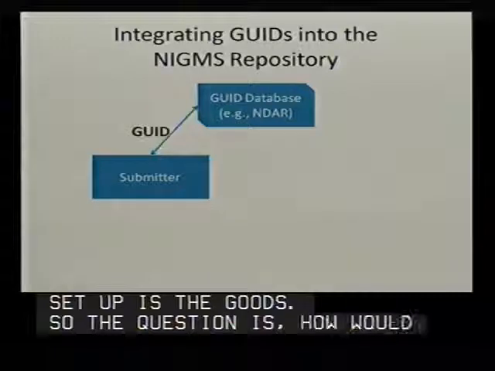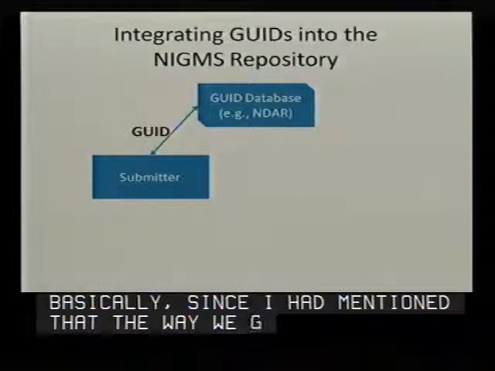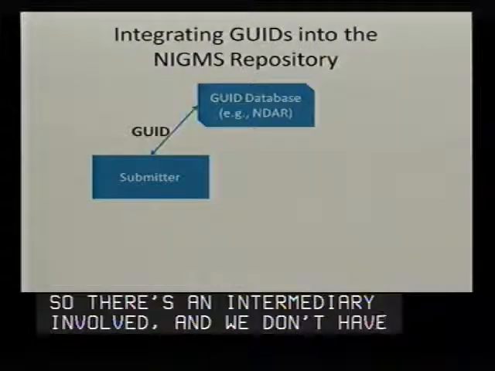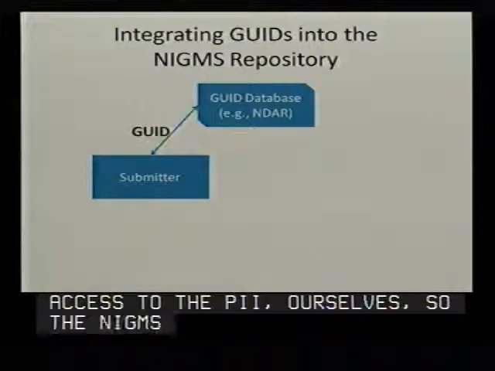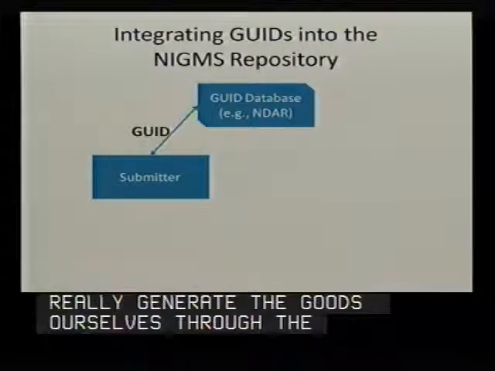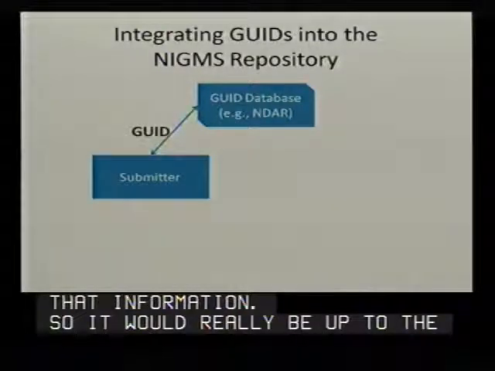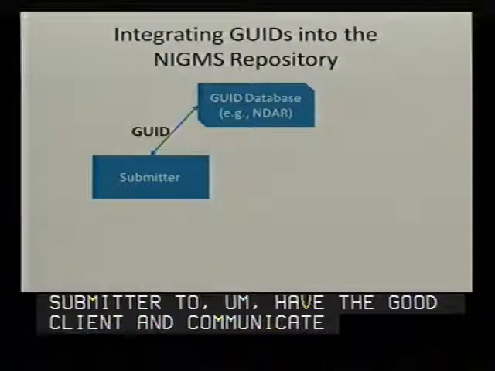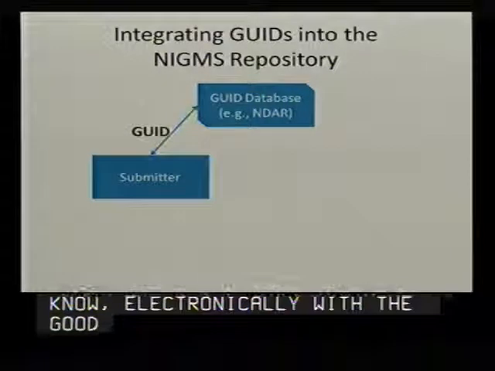Since I had mentioned that the way we get samples is through submitters, there's an intermediary involved, and we don't have access to the PII ourselves. So the NIGMS repository couldn't really generate the GUIDs through the GUID client because we can't input that information. It would really be up to the submitter to have the GUID client, input the information into the client, communicate electronically with the GUID database such as ENDAR, and then get the GUID returned.